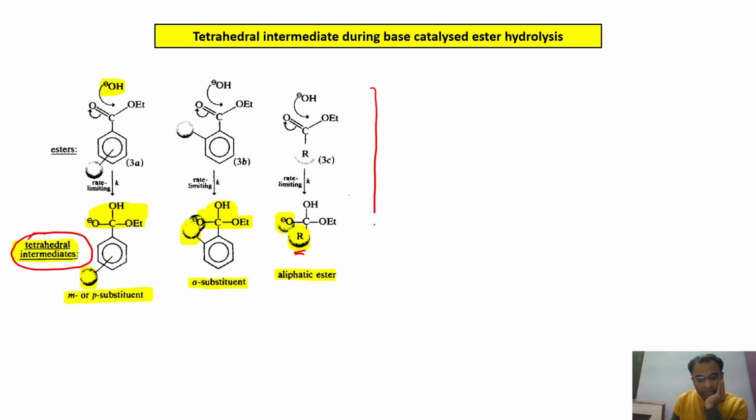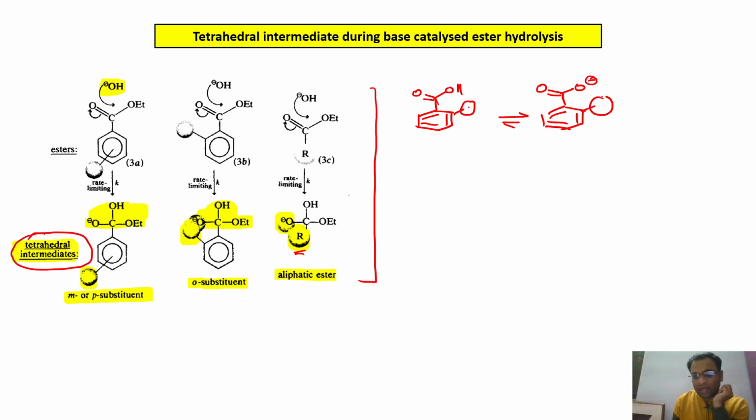But if we studied the ionization constant of the ortho substituted benzoic acid, in this case there is no formation of tetrahedral intermediate, and the steric crowding in the reactant as well as in the product is almost the same, and therefore there is no effect of this ortho substituent on ionization constant.